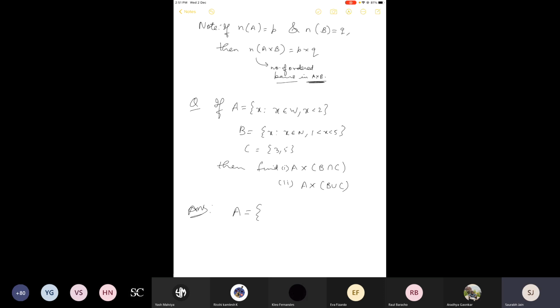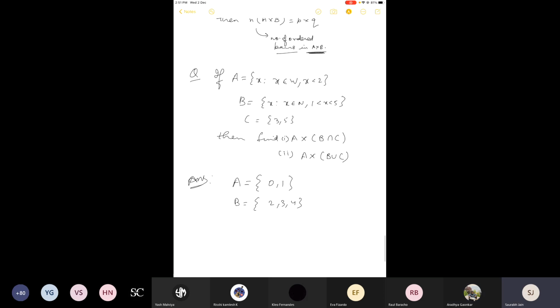What are the elements of set A? 0 and 1, because x should be a whole number. x is a whole number which is less than 2, so two whole numbers are possible, 0 and 1. Then similarly set B, a natural number greater than 1 and less than 5: 2, 3, 4. And set C is already given in roster form.